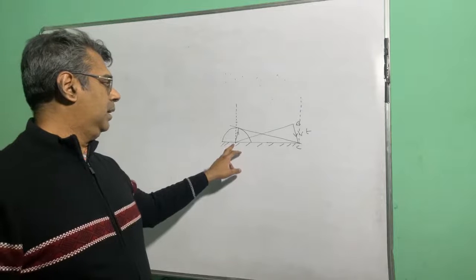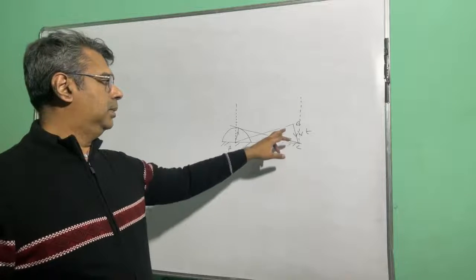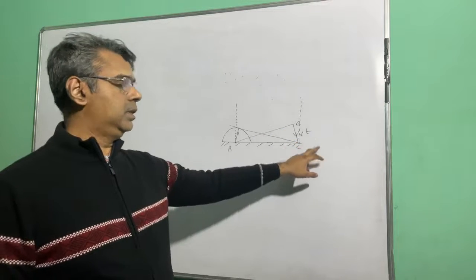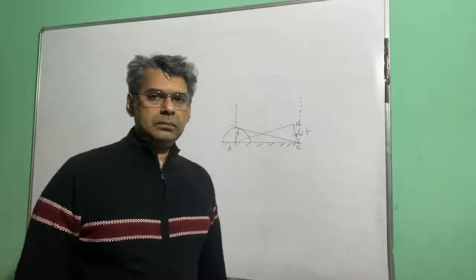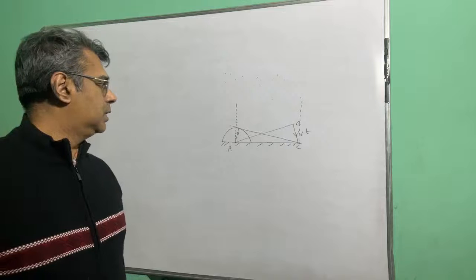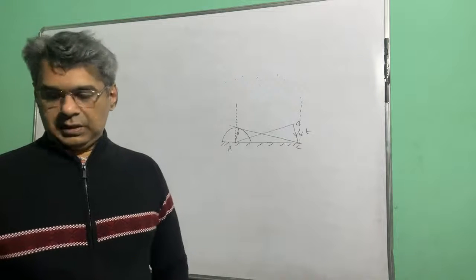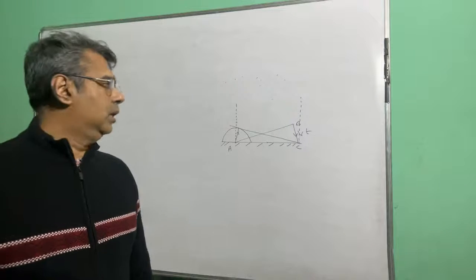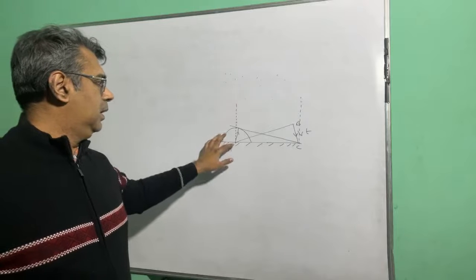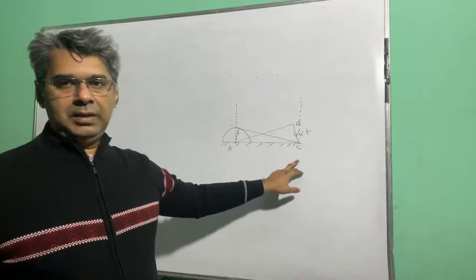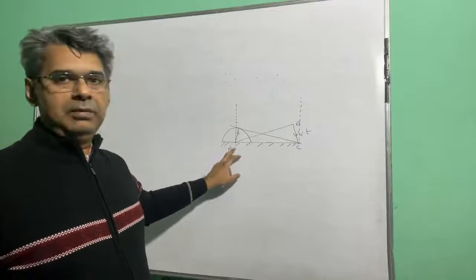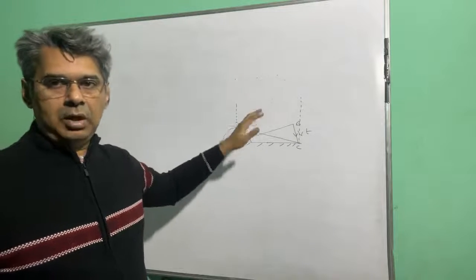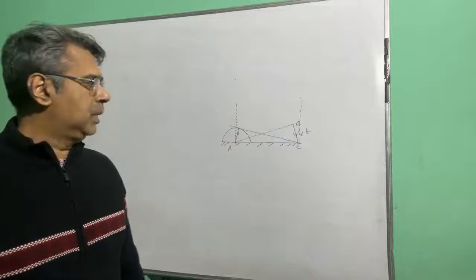So A has already reached the mirror. B will reach the mirror after a time t. So BC will be V into t. Now what we will do is start using Huygens construction, Huygens principle. So first thing we will say is that BC is V into t. So during the time that B reaches C, obviously A would have left the mirror and gone back. That's what happens in reflection.